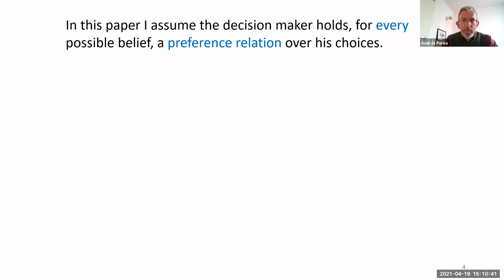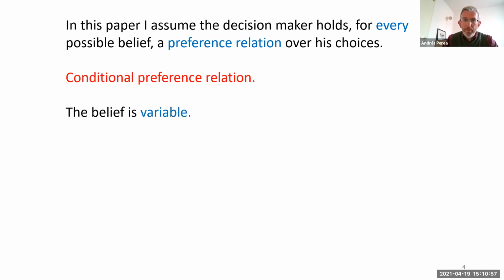Okay. So what I do in this paper, I take a different primitive object, which I call a conditional preference relation. A conditional preference relation specifies, for every possible probabilistic belief about the states, a preference relation over your choices. As you can already see, this has two important features. First of all, we no longer fix a belief, because we say, okay, for every possible belief that you could have, we specify a preference relation over your choices.